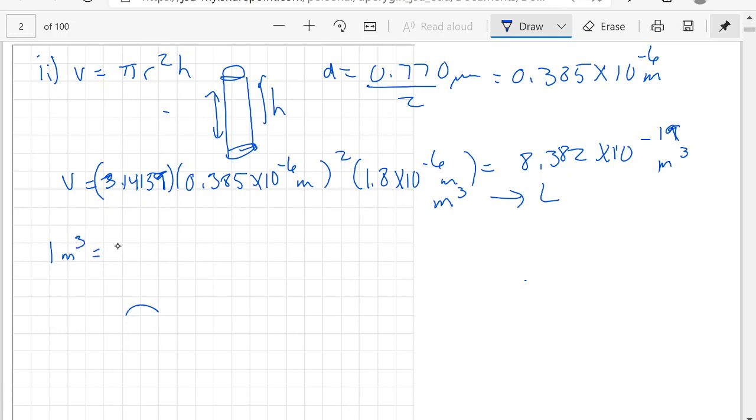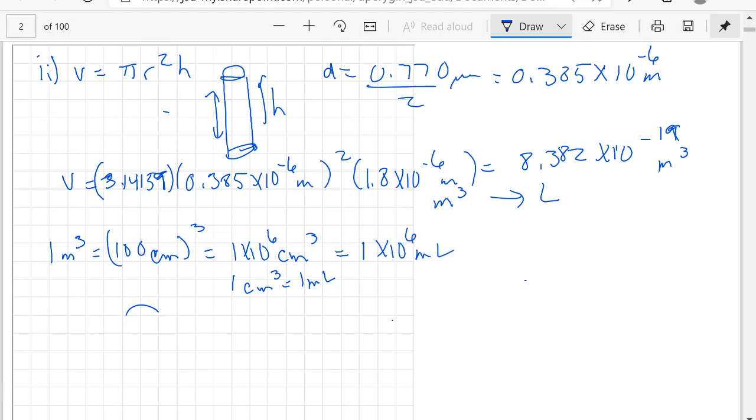A meter is 100 centimeters, so 100 centimeters, and we'll cube that, okay? And that is equal to 1 times 10 to the 6, if you work that out, cubic centimeters. And a cubic centimeter is equal to a milliliter. So 1 cubic centimeter is equal to 1 milliliter. So that is equal to 1 times 10 to the 6, or a million milliliters. If you divide that by 1,000, you can convert it to liters. So that is equal to 1 times 10 to the 3rd liters.